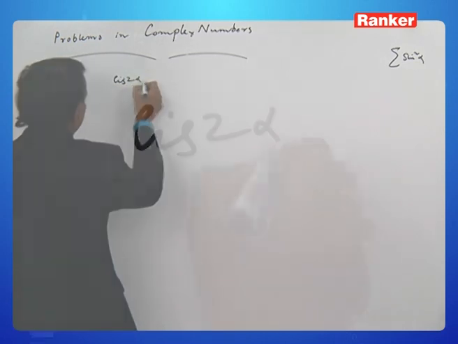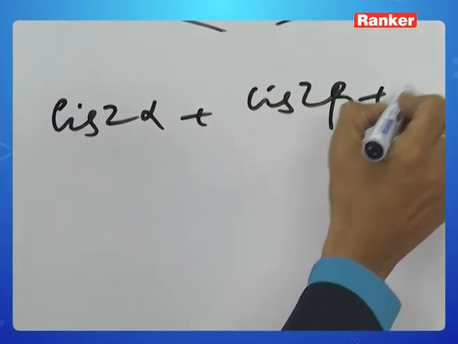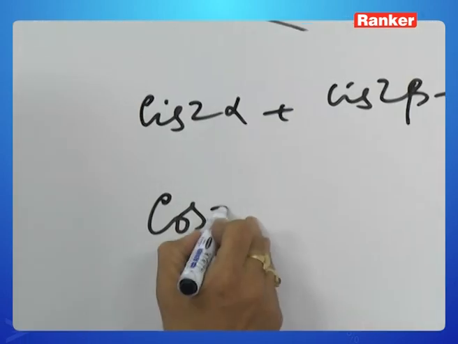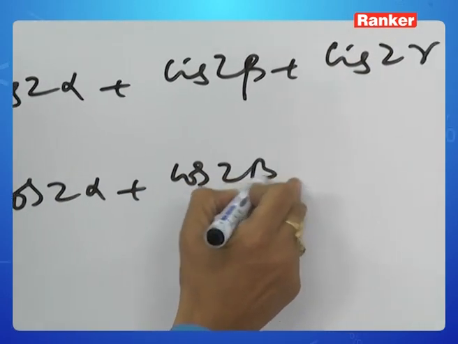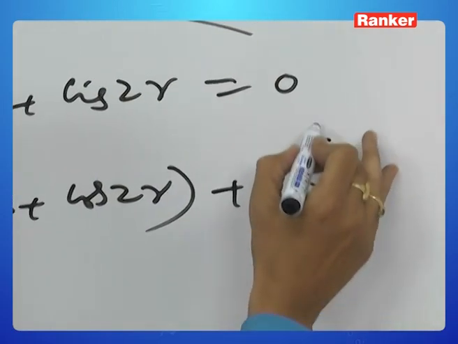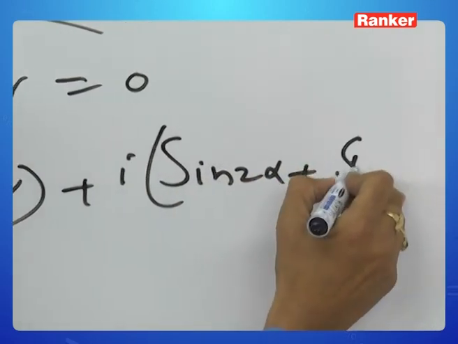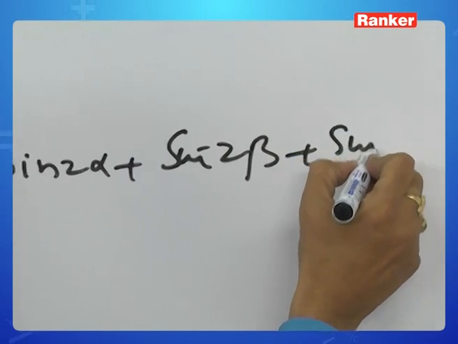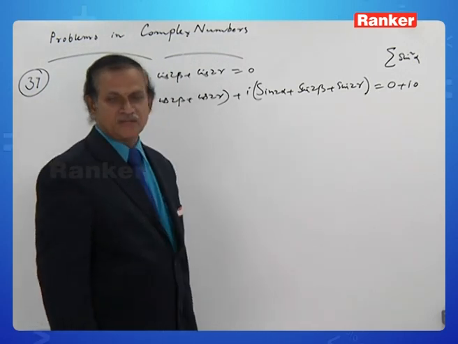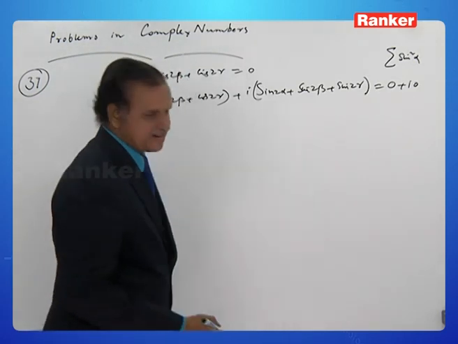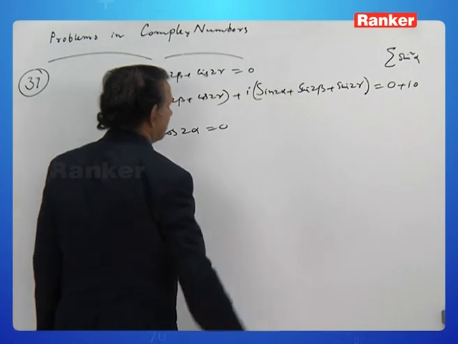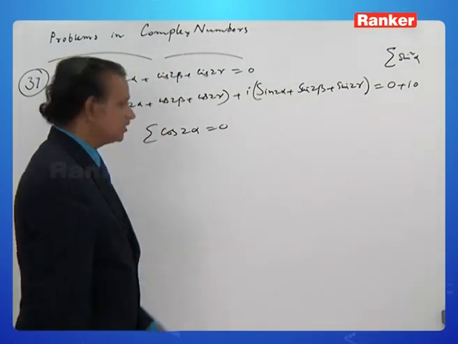cos 2 alpha plus cos 2 beta plus cos 2 gamma plus i into sin 2 alpha plus sin 2 beta plus sin 2 gamma is equal to 0. 0 means 0 plus i 0. Now you can compare both real parts and imaginary parts on both the sides so that you have sigma cos 2 alpha is equal to 0 and sigma sin 2 alpha is also 0. Of course, let us first make use of this.